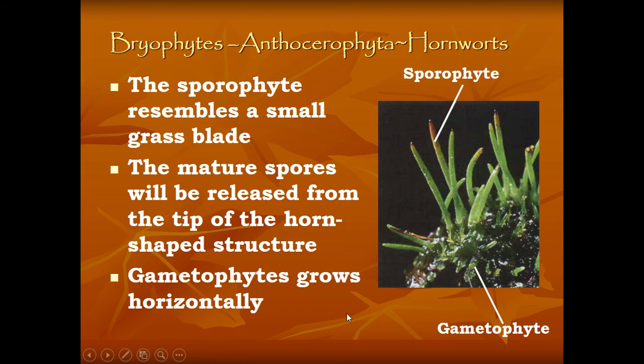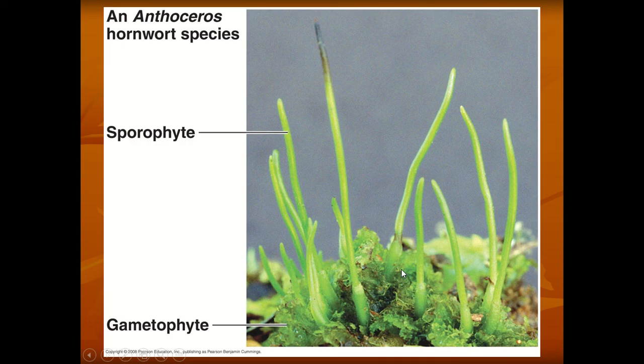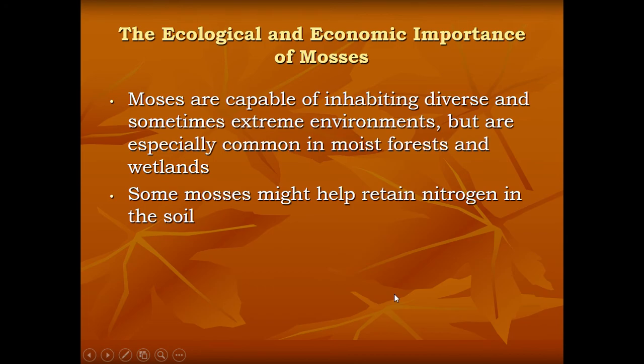So last but not least, for the group of bryophytes, is the phylum Anthocerophyta, also known as hornworts. The hornwort sporophyte resembles a small grass blade, as you can see over here, and the mature spores will be released from the tip of the horn-shaped structure, and they grow horizontally. As you can see here, this is the sporophyte part, and this is the gametophyte part of the hornworts.